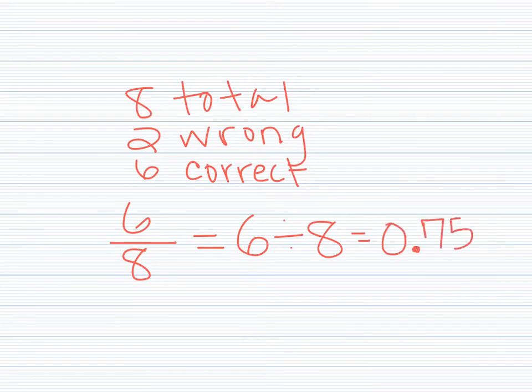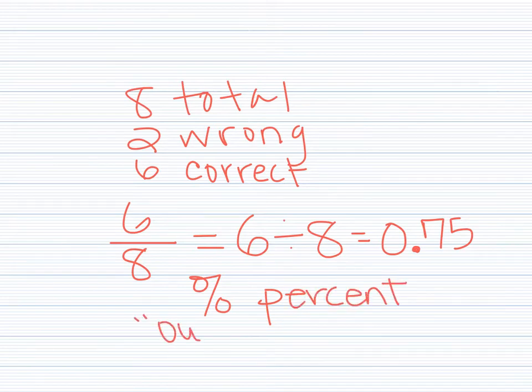0.75 or 75 hundredths. Well, percent, which is written like that, literally means out of 100. So with your decimal still in your calculator, there's one more step that you need to do in order to find the percentage score.